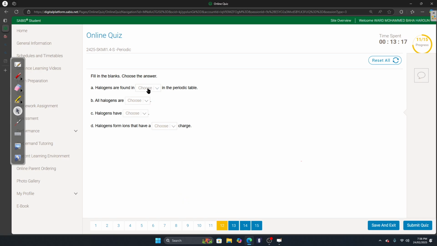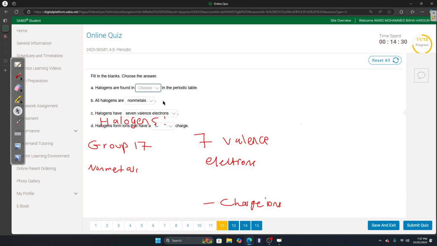That's why they're diverse. Halogens. Okay, let me give you notes about halogens. These are all of the notes for halogens. Group 17, nonmetals. Halogens are found, I think, yeah, group 17.